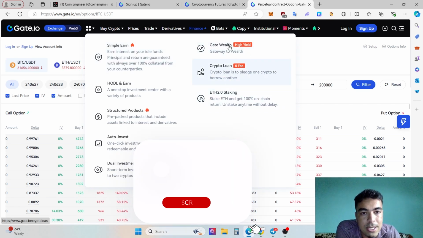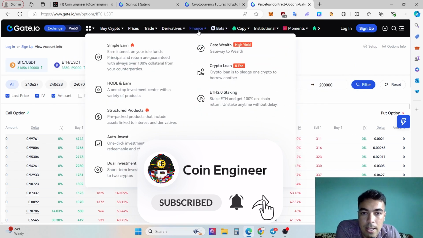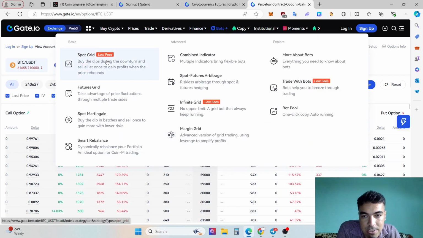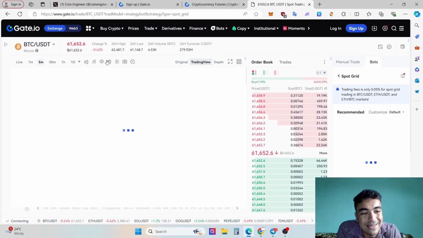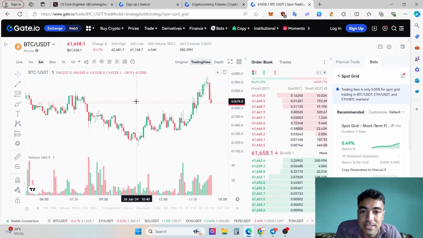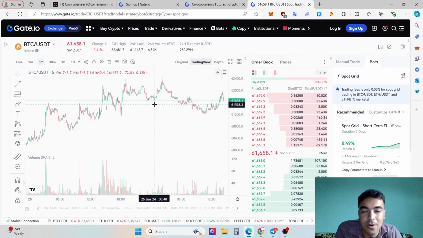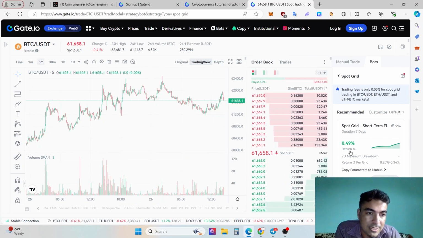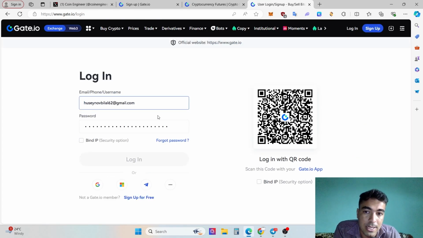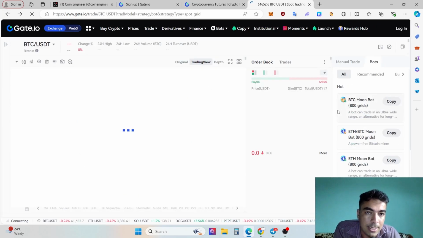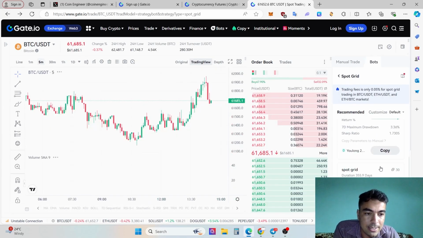Gate wheels, crypto loan is also the same. And yes, spot grid. For example, if you have no time, you can use spot grid to buy daily, hourly, weekly, monthly, yearly, doesn't matter. Your money, your decision, your bot, it absolutely belongs to you. For example, spot grid trading return percent is so low. There is no need. For example, it's so good. You can just take a look, click, take a look. First of all, you need to log in, take a look at the details, and then click copy.